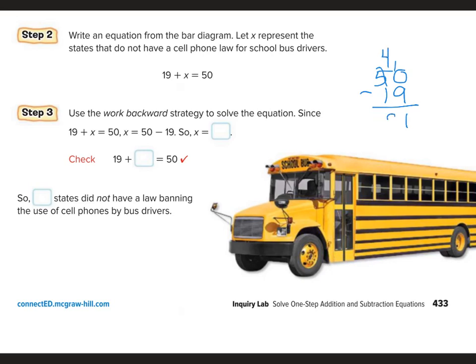4 minus 1 is 3. So X is 31. So 19 plus 31 is equal to 50. So 31 states did not have a law banning the use of cell phones by bus drivers.